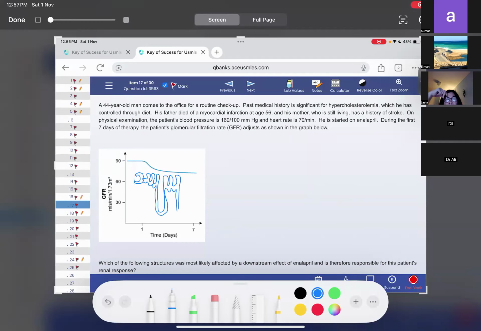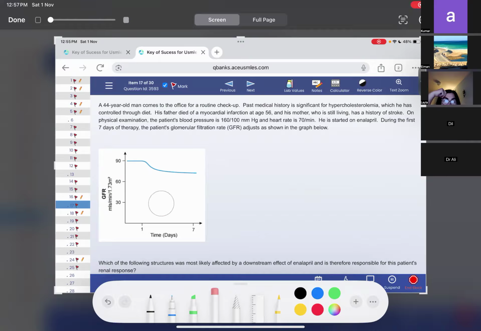Sorry, there is some mistake. Let me draw it again. So we should go with a single one here. So the afferent arteriole comes here and will move like this and then move into the efferent arteriole and then the vasa recta here and then precapillaries and then again move into the venules. Okay, doctor. So like this.